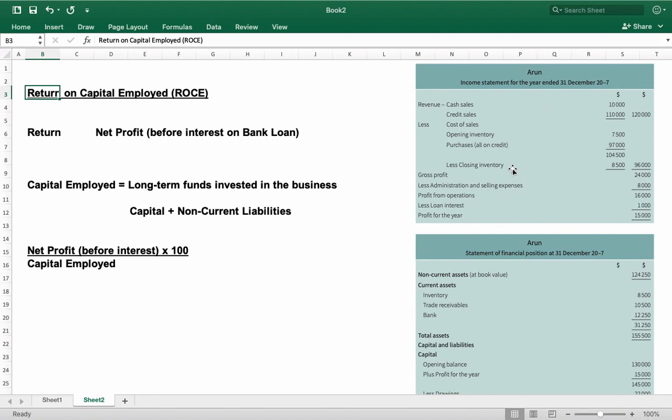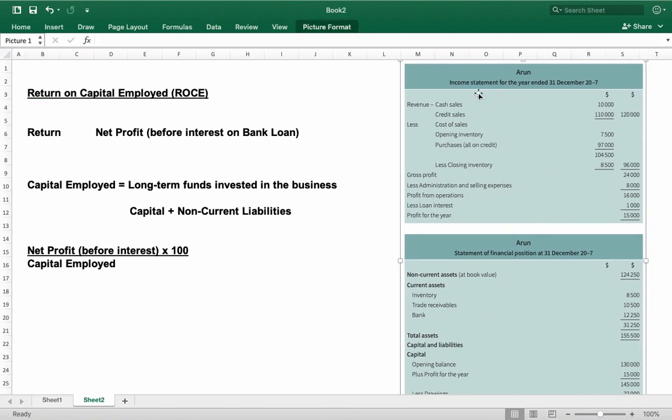So we will be using this data. If we see this income statement, we can see net profit, which is $15,000, and this $15,000 is actually after loan interest. So this interest I will add back to the 15,000 because we need to take net profit before interest. So net profit before interest is actually 15,000 plus $1,000, so it will come to $16,000. 16,000 multiplied by 100.